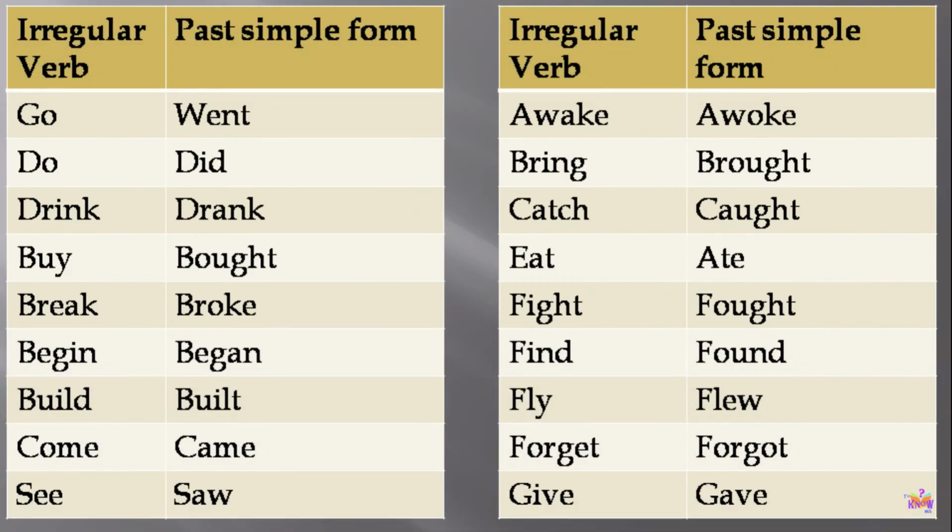People generally face problems with the past form of irregular verbs, like go to went, do to did, drink to drank, buy to bought, break to broke. Well, there is no specific rule. You just have to memorize the past form of irregular verbs. Here is a list of a few common irregular verbs and you may find it helpful.